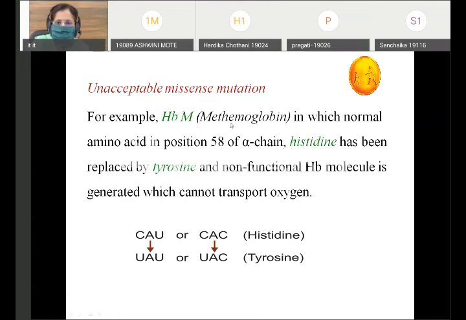Here the example is methemoglobin. Normal hemoglobin has the amino acid histidine at the 58th position of the alpha chain. If it is replaced by tyrosine, a non-functional hemoglobin molecule is generated which cannot transport oxygen, and this type of mutation is called an unacceptable missense mutation. So in missense mutations we have acceptable, partially acceptable and unacceptable mutations.